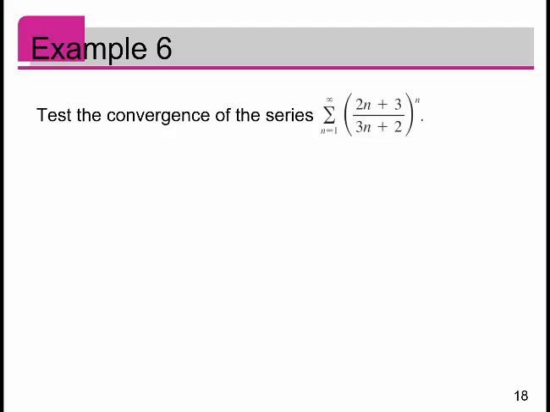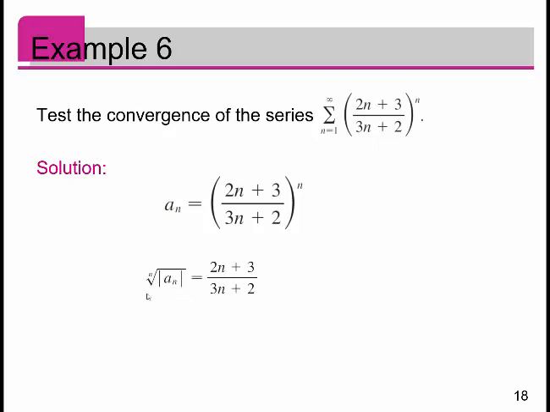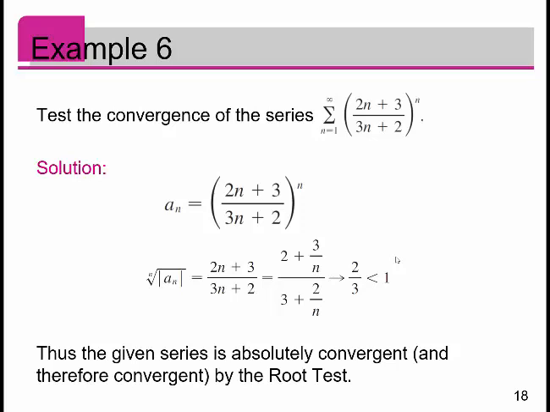So let's look at this one. Let's test for convergence here. I have something to the nth power here, and I don't know if this is going to converge or diverge. So take the nth root of the absolute value. The nth root just gets rid of the n here because the n cancels. When you take the limit as n goes to infinity, it's just equal to 2/3, which is less than 1. Thus the given series is absolutely convergent, and therefore convergent, by the root test.